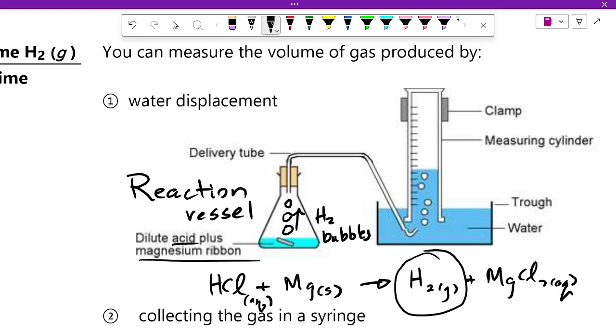This is called a gas collection tube. If you're interested in the real word for it, it's called a eudiometer, but I don't know that anybody cares. So we'll just call it a gas collection tube.